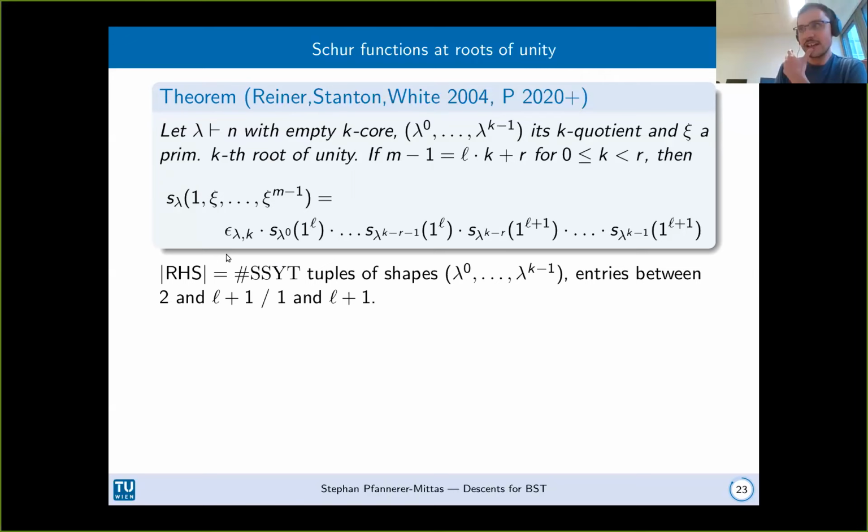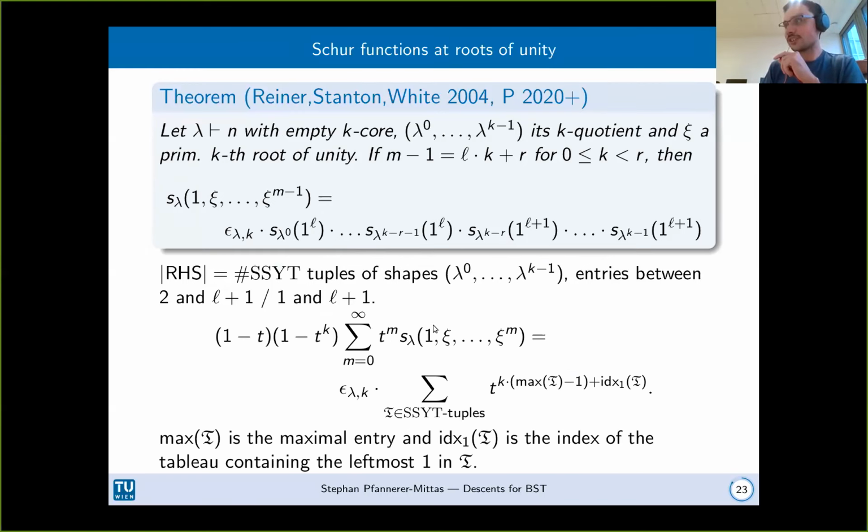And if you look at the right-hand side, I've told you that Schur functions where we plug in just ones can be seen as the number of semi-standard Young tableaux. So the right-hand side, except for the sign, counts the number of semi-standard Young tableau tuples, where we take precisely the shapes from the quotient, and the entries are restricted, namely for the first k minus r partitions, the entries are between 2 and L plus 1, and for the rest, the entries are between 1 and L plus 1.